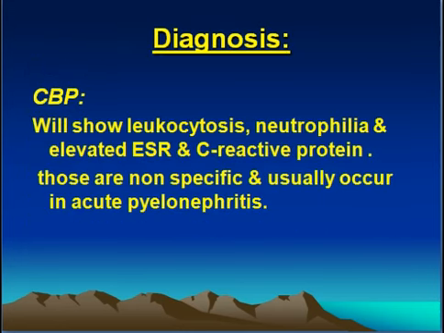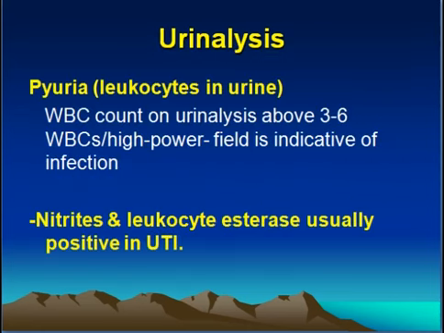Diagnosis: complete blood picture will show leukocytosis, neutrophilia, and elevated ESR and C-reactive protein. These findings are non-specific and usually occur in acute pyelonephritis and don't occur in cystitis. Urine analysis shows pyuria, which means leukocytes in the urine, with a white blood cell count above 3 to 6 white blood cells per high power field, and it is indicative of infection. Nitrite and leukocyte esterase are usually positive in UTI.